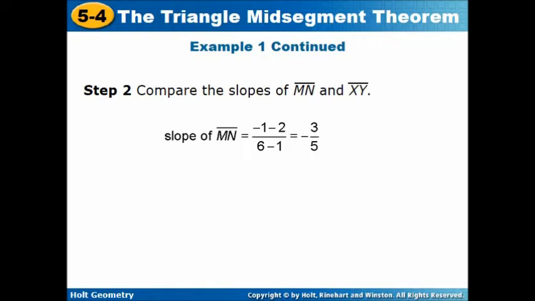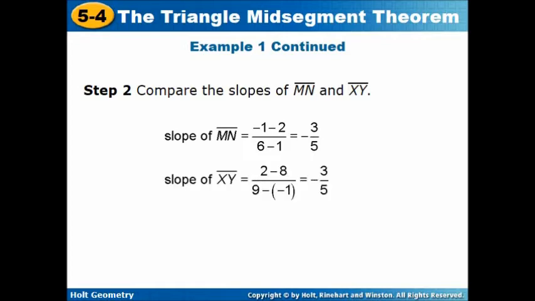Now, the y coordinates for M and N are -1 and +2. So when we combine those in the formula, because we have a negative sign in the formula, then we will have -1 minus +2, or -1 minus 2, over the x coordinates, which are 6 and 1. So that will be 6 minus +1. And when we simplify that fraction, we will find that it's actually -3 over 5. And that's the slope for MN.